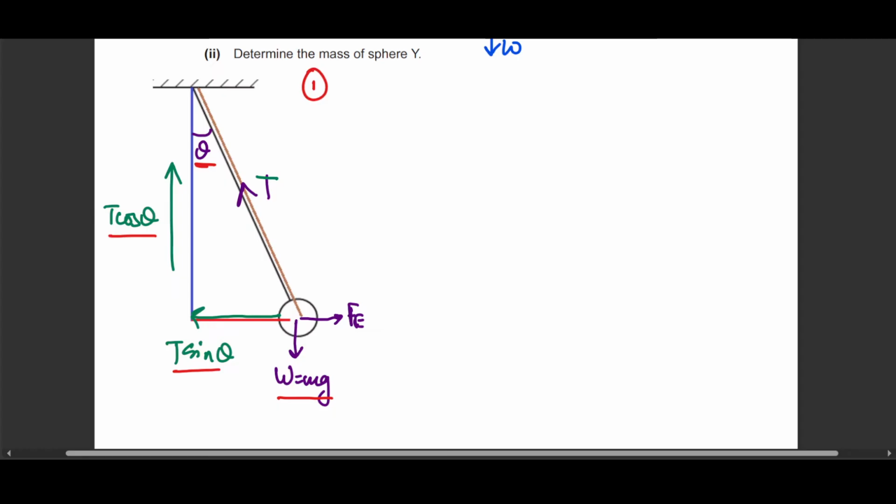Theta would simply be a trigonometric ratio, because we know that this length is 1.2 meters and this is 0.08 meters. By the looks of it, this is a very long length and this is a very small length, so this angle theta is going to come out as a very small value. So sine theta equals 0.08 divided by 1.2, taking sine inverse, theta comes out as 3.82 degrees. I'm going to take theta up to 3 significant figures until I reach the end of the question.